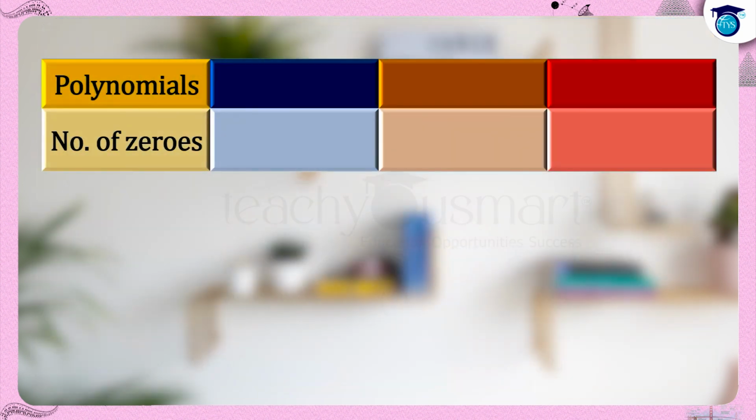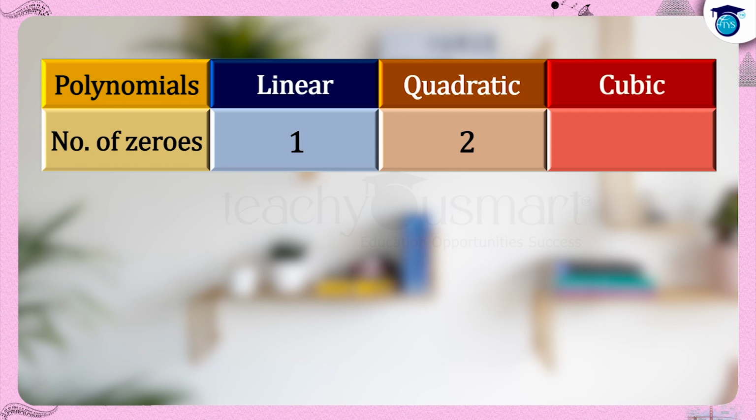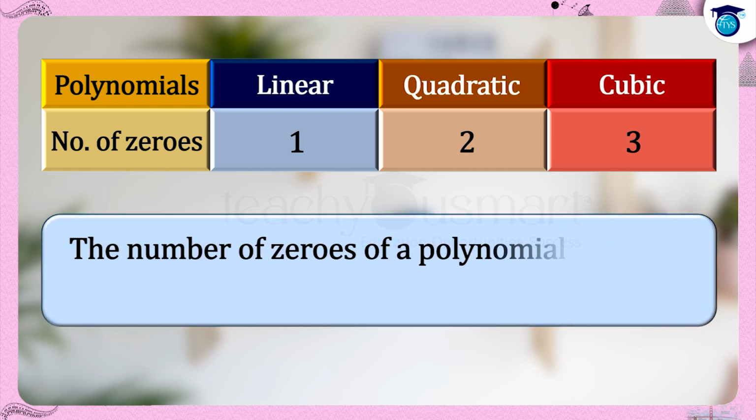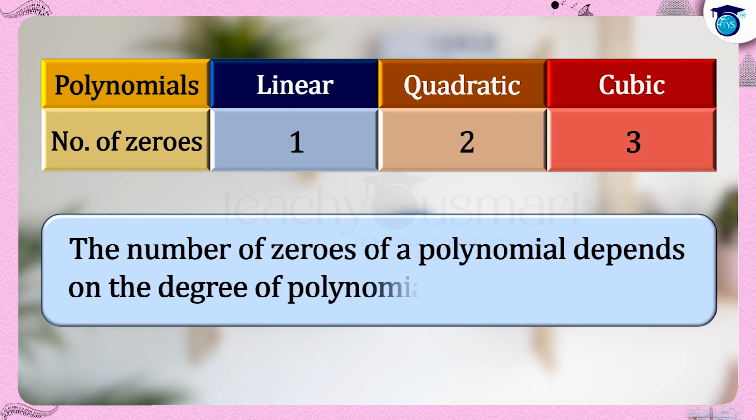Now, we have seen that a linear polynomial has one and only one zero. That means a first-degree polynomial has only one zero. Similarly, a second-degree polynomial or quadratic polynomial has two zeros. A third-degree polynomial or cubic polynomial has three zeros, and so on. That is, the number of zeros of a polynomial depends on the degree of the polynomial. We will look at more examples of how to find the zeros of a quadratic polynomial and cubic polynomial in coming sessions.